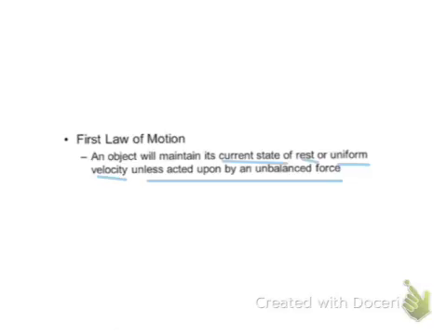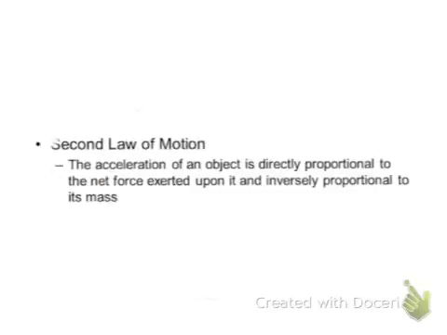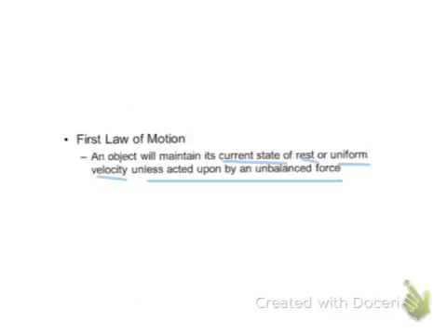Thus the second statement, that the object will maintain its uniform velocity unless acted upon by an unbalanced force, is called the first law of motion. Thus the total first law of motion includes the current state of rest as well as the uniform velocity motion. Now let us take another example before moving to the second law.